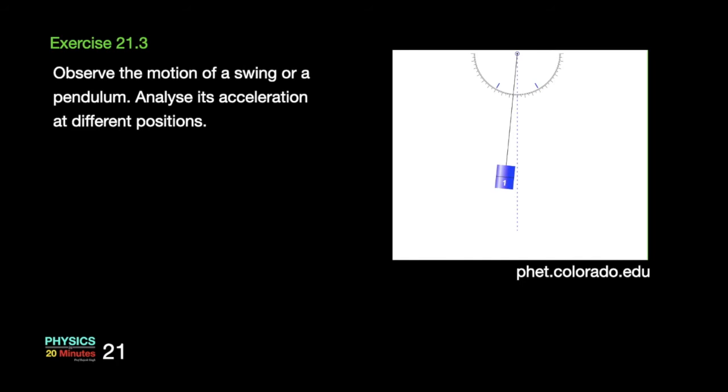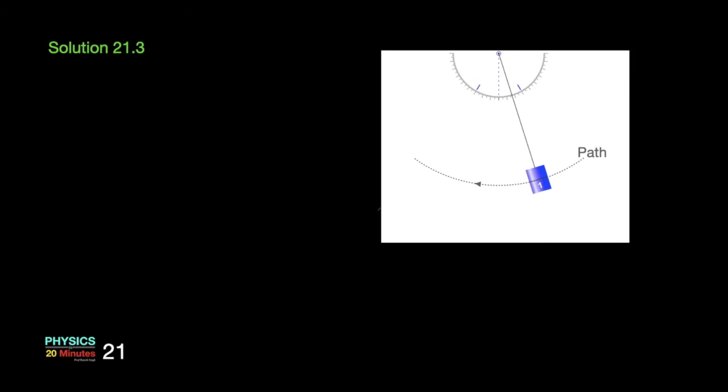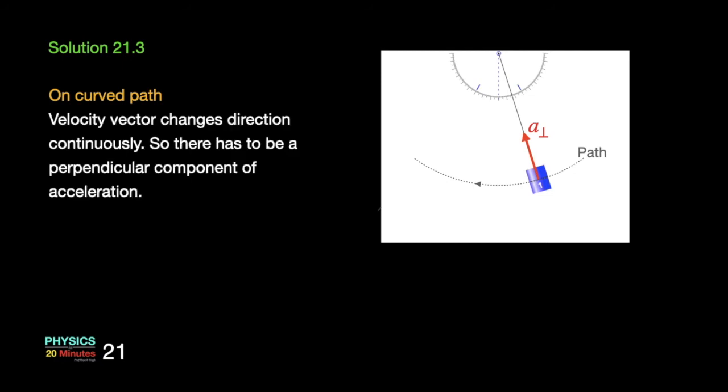Let's take an example to understand the concept that we have just learnt. Observe the motion of a swing or a pendulum. Analyze its acceleration at different positions. So here is a pendulum which is oscillating. Since the motion of the pendulum is on a curved path, its direction of velocity is changing continuously. We have just discussed that as the direction of velocity changes continuously, it has to have a perpendicular component of acceleration. So A perpendicular will exist.